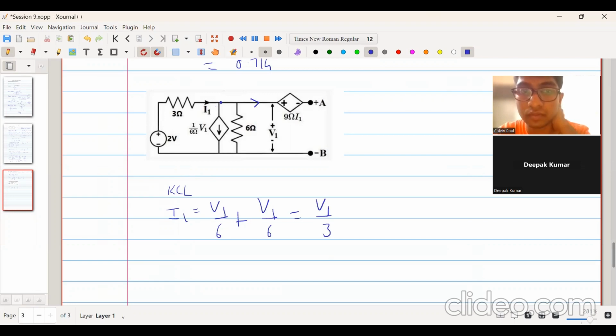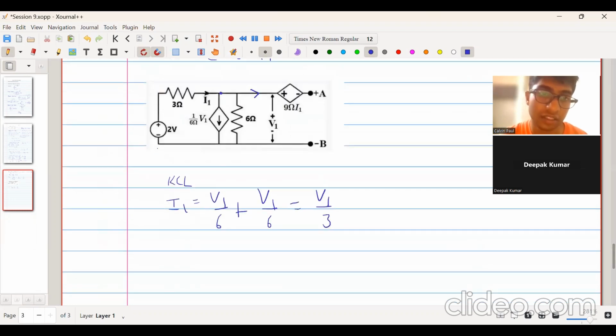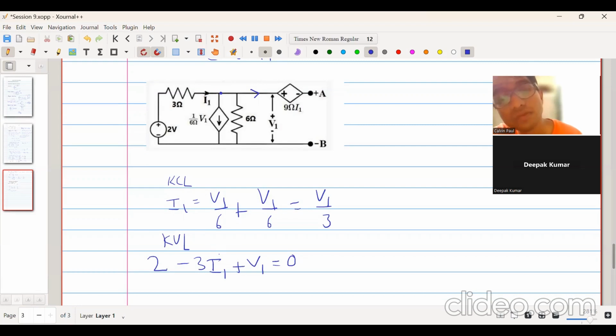Any doubts? Next we apply KVL for this loop. When we apply KVL, what do we get? Plus 2 volt minus the drop across this resistor, minus 3 into I1, minus the voltage across this node, V1, is equal to 0. So this will be 2 minus 3 I1 minus V1. Yes, I1 is equal to V1 upon 3.